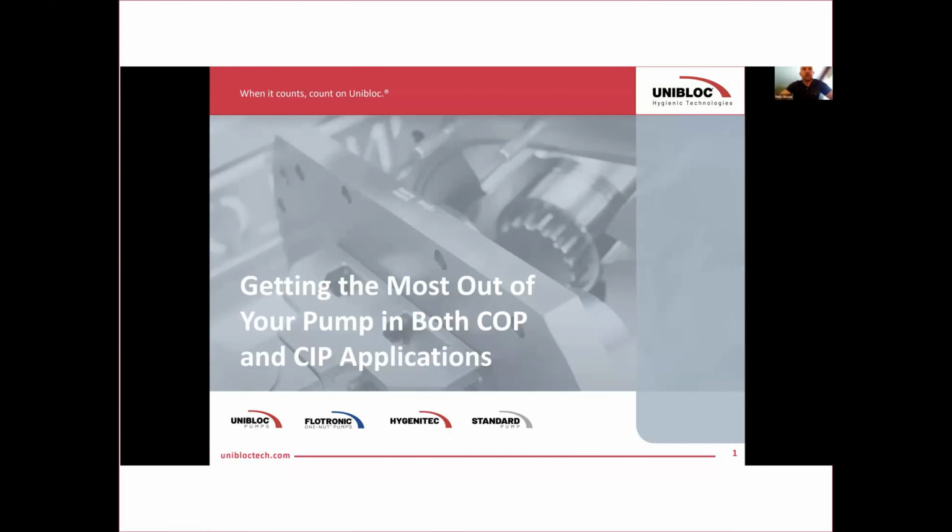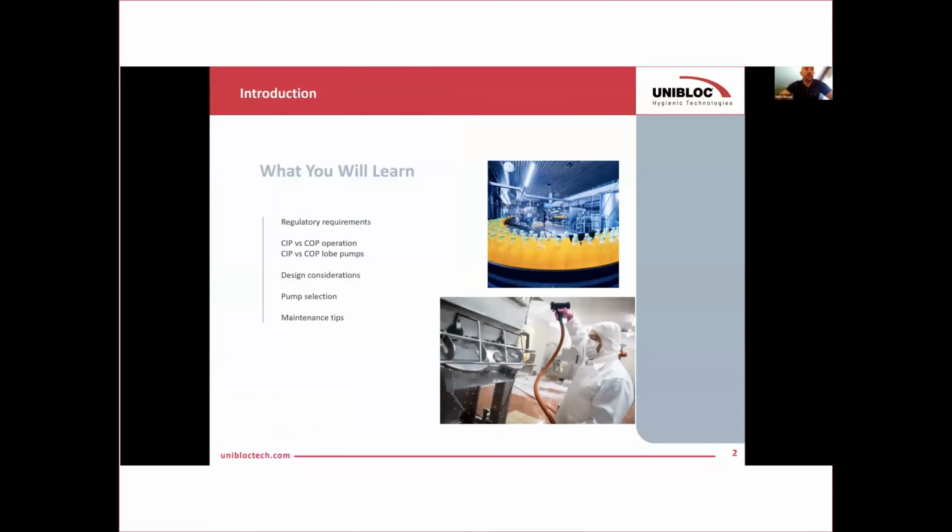Going to skip forward to the brief agenda. What we'll go over will be a little bit on the regulatory requirements. Then we're going to talk about CIP versus COP in regards to the operation, and CIP and COP in regards to the equipment and specifically lobe pumps. What type of design considerations to keep in mind, and what to think about when you select the pump for your process. And at the end, we're going to scratch a little bit on maintenance tips on lobe pumps as well.